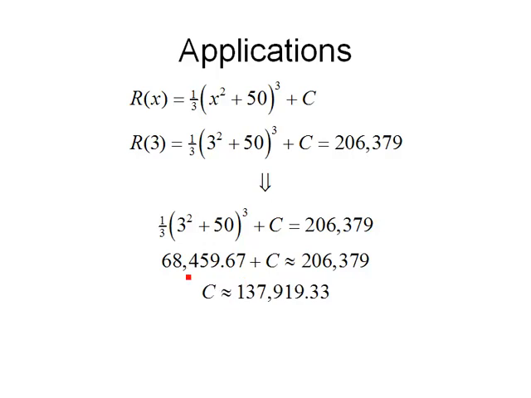So when I subtract 68,459.67 from both sides, I get that my integration constant is 137,919.33. So that means that my revenue function is now 1/3 times the quantity x squared plus 50 cubed plus 137,919.33. So if I needed to know the total revenue at any other level, I could now plug those x values in, and this function would tell me what that revenue is.